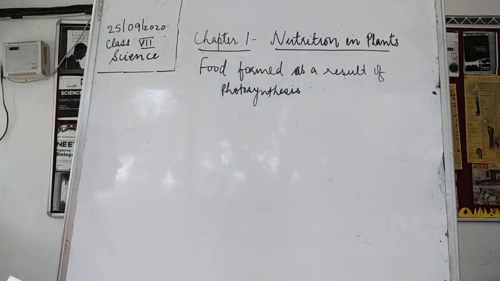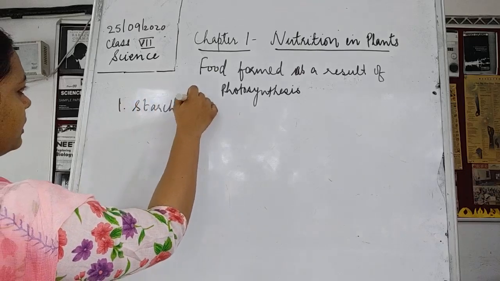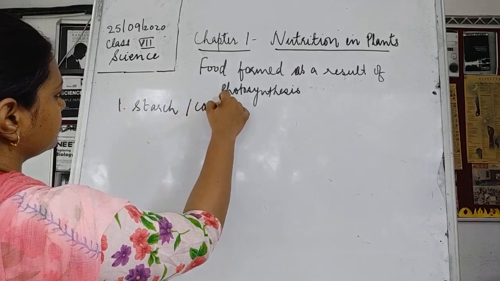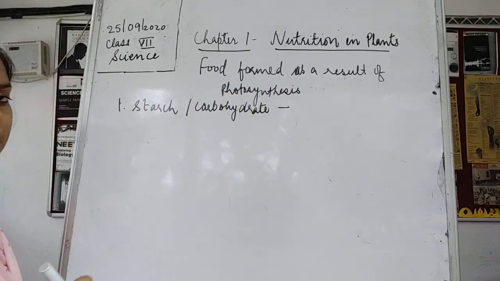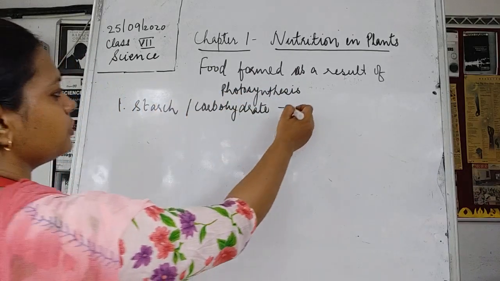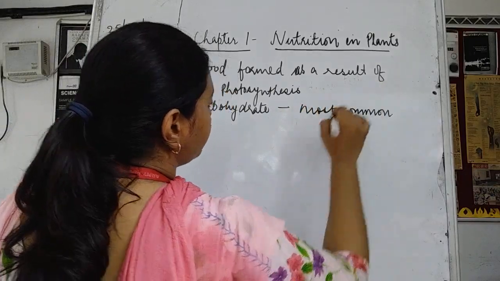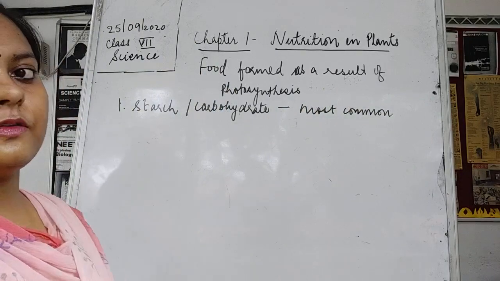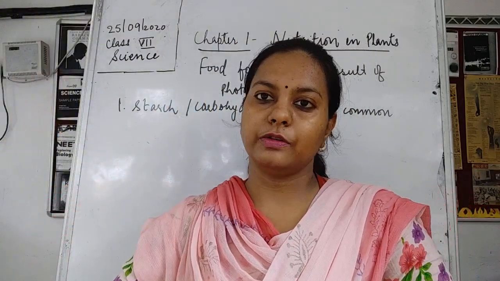As a result of photosynthesis, the first food was starch or carbohydrate. It is not only this much. It is most common, but there are still some more types of food which are synthesized by the plants, which are as follows.